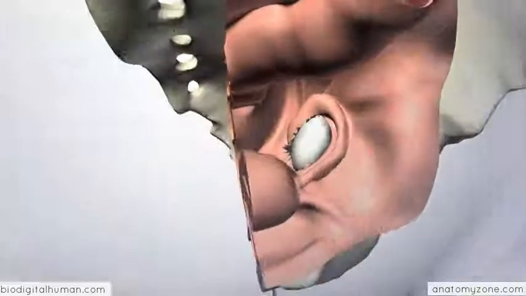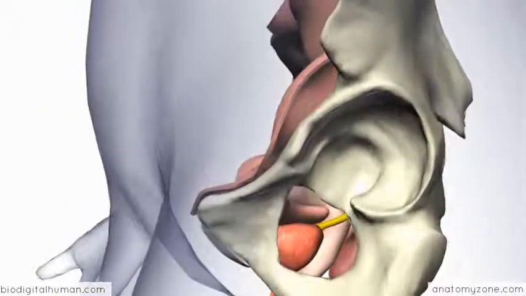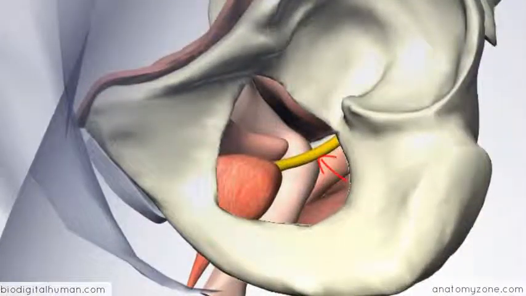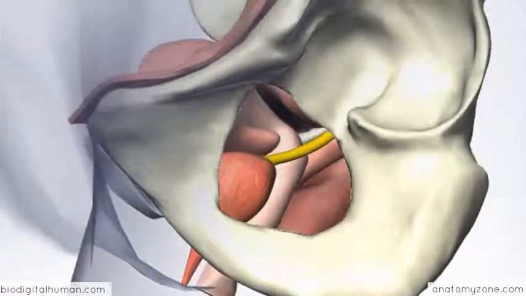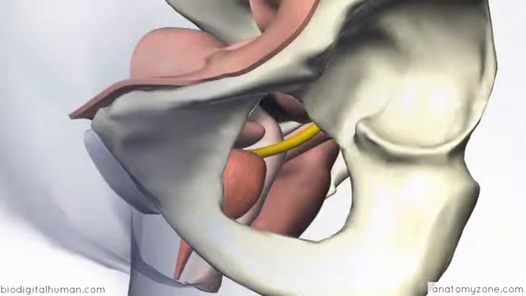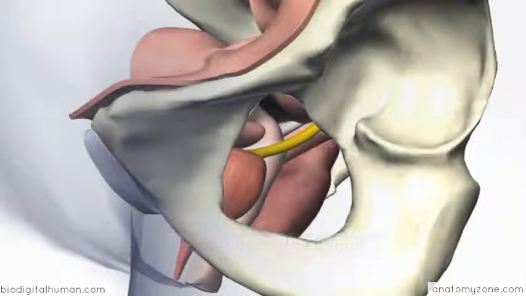If I rotate the model around, what you'll be able to see is that deep to this ligament you've got the ureters coming underneath it to pass into the bladder. Above the ureters at this point you've got the uterine arteries being carried in the broad ligament. A way to remember this relationship is the mnemonic water under the bridge. The water carried within the ureter refers to the water that's under the bridge, and the bridge is the uterine artery.